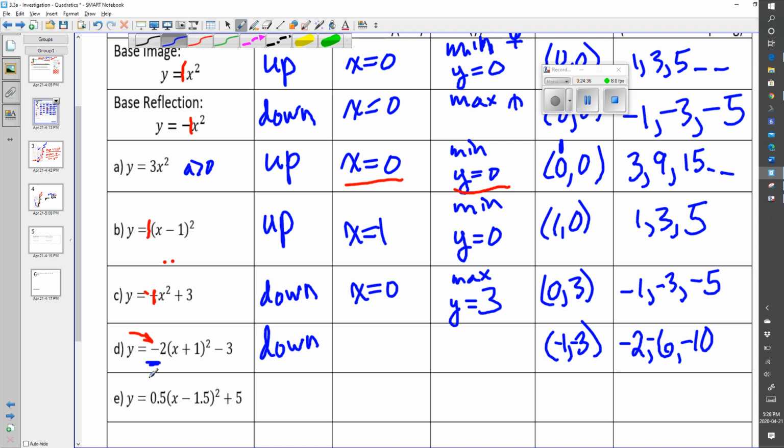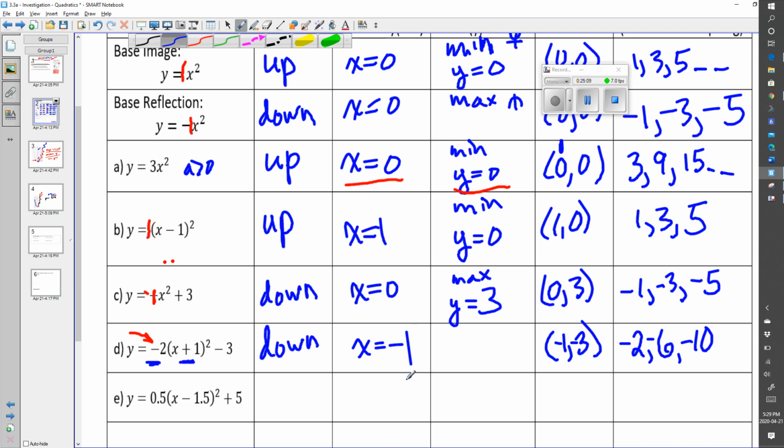Now, let's talk about the axis of symmetry. The axis of symmetry is x equals -1. And that comes from my vertex. And that comes from the opposite number that shows up inside this bracket. So remember, in this case, our vertex is the opposite of what you would see inside our parabola here. So I got minus 1.